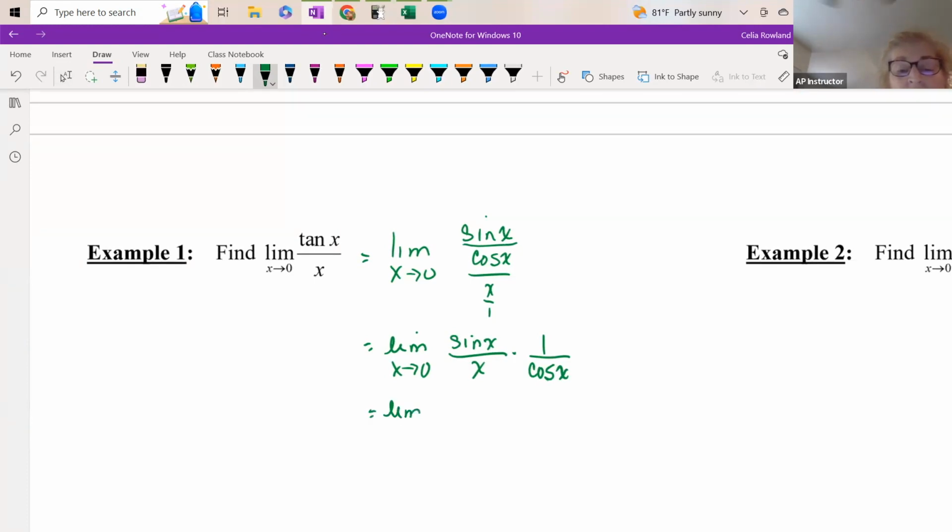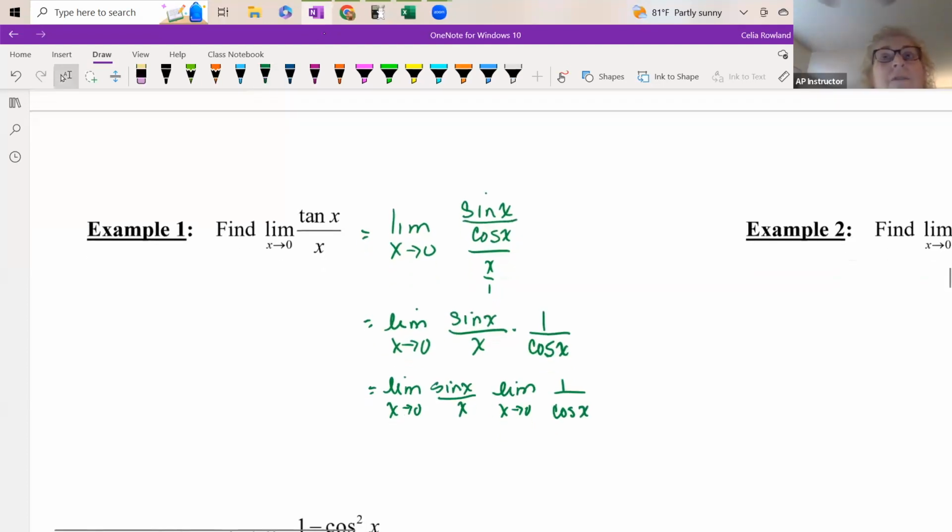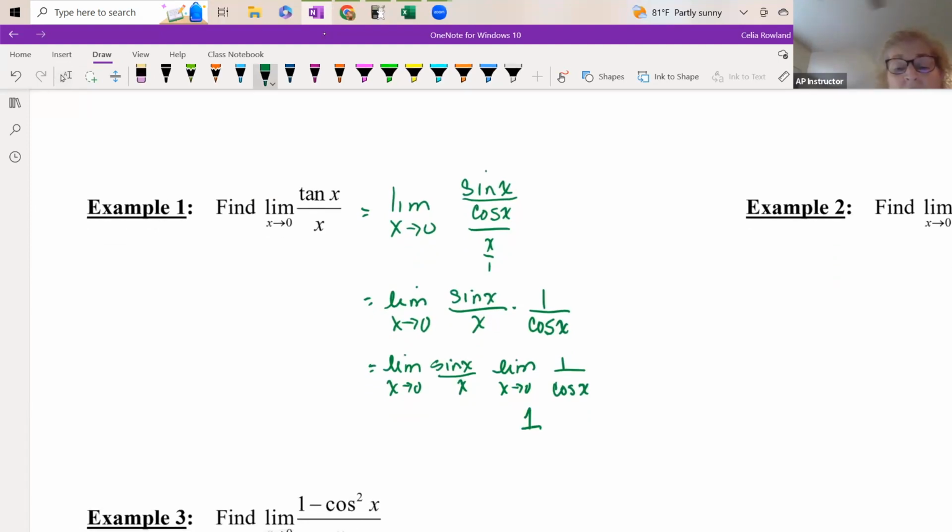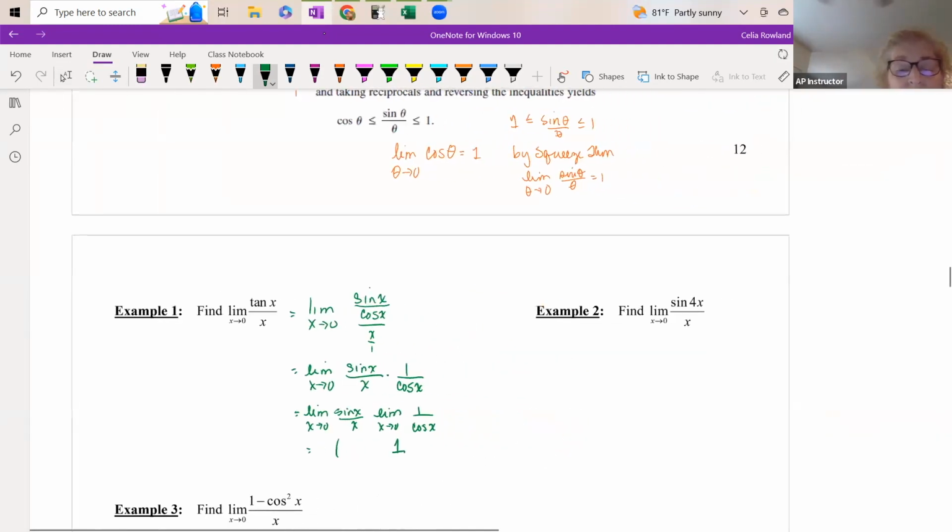So I can use my limit rules and say, the limit of the product is the product of the limits. So I can say sine x over x, and I can take the limit as x goes to 0 of 1 over cosine x. Now, we know sine and cosine are very nice continuous functions. And I know that this value is going to go to 1 because that's what cosine of 0 is. And I know from the other definition that this is also 1. Okay. So I get an answer of 1.